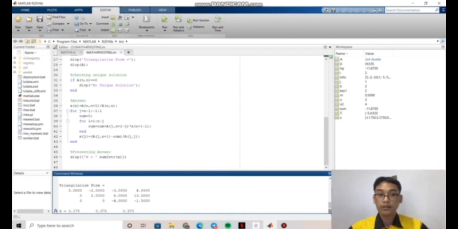So what I can calculate here is the value of V1 is 3.175 volt and V2 is 5.375 and V3 is 0.375. So we have shown that our manual calculation and our simulation are the same. So we have proved that our objective of this project is verified, and that's all from me. Thank you.